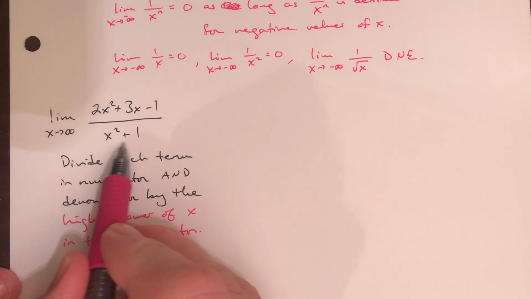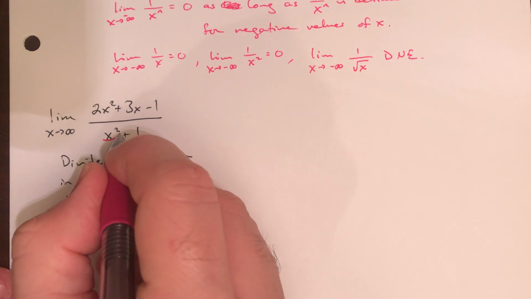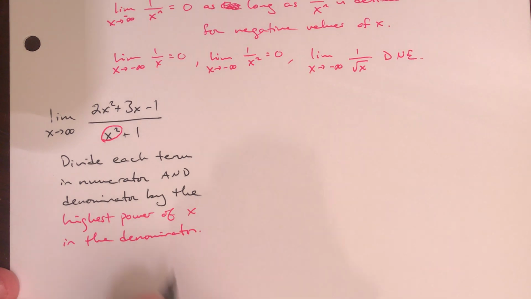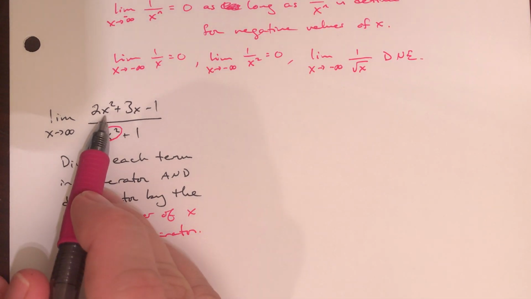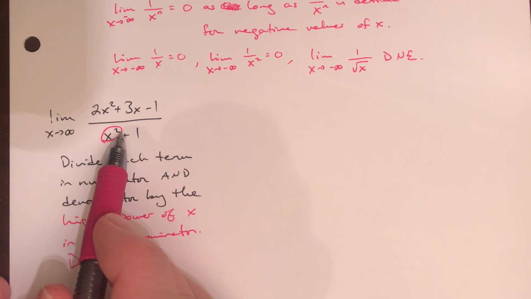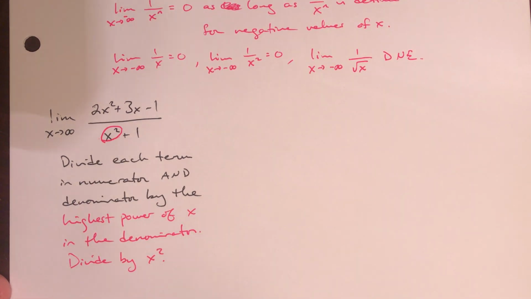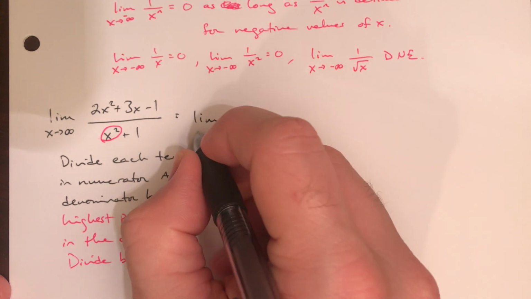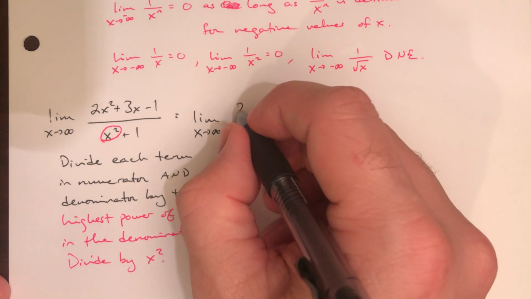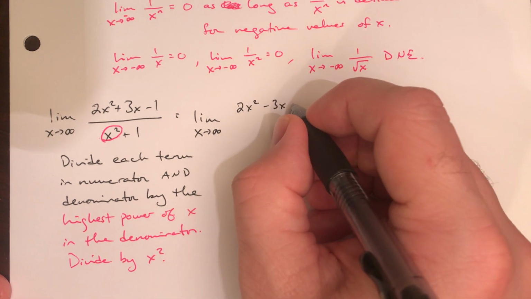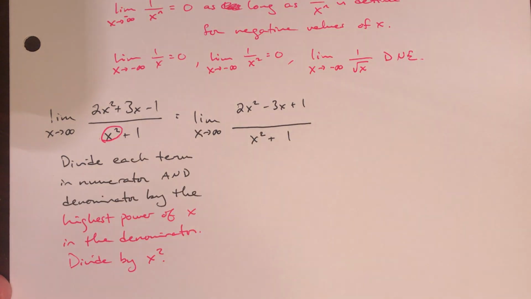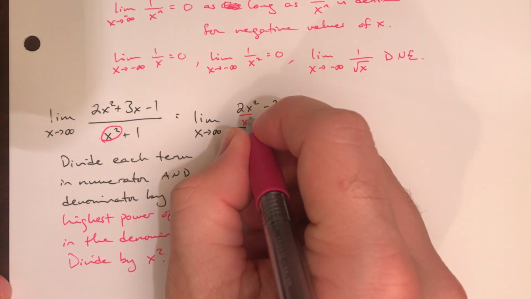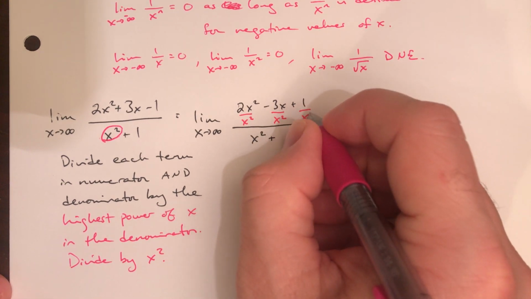So what is the highest power of x that I see in the denominator? It is x squared. And so for this example, we're going to divide everything by x squared. I don't care about the x squared in the numerator; this is the x squared in the denominator that's telling me what to divide by. So (2x squared minus 3x plus 1) divided by (x squared plus 1). We're going to divide every term by x squared.